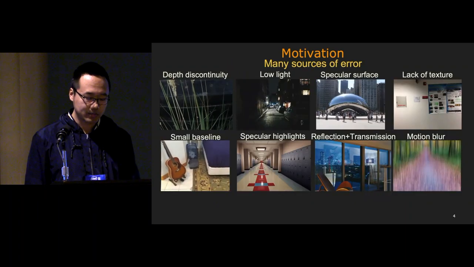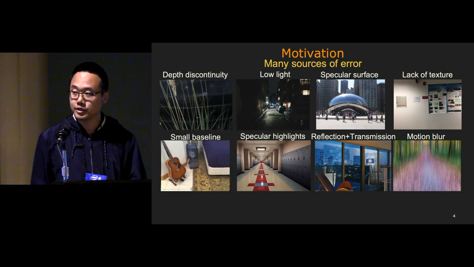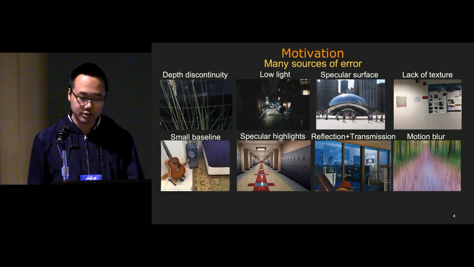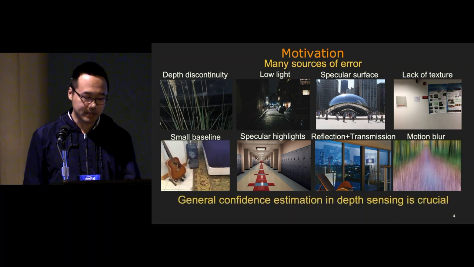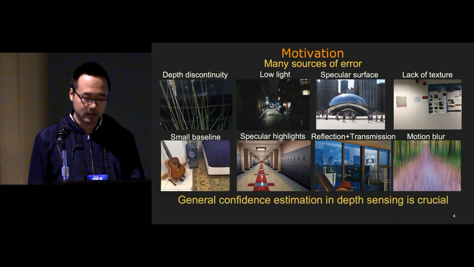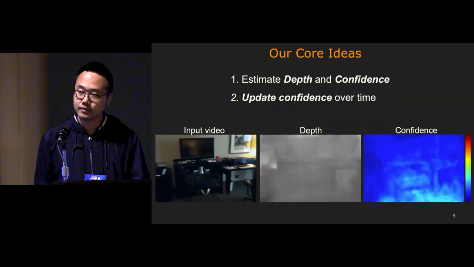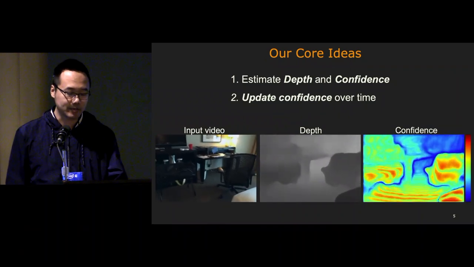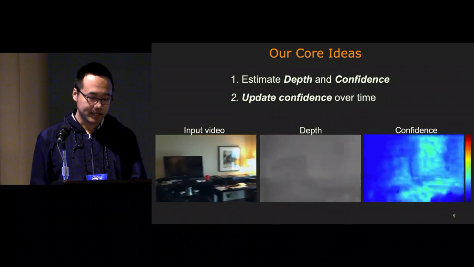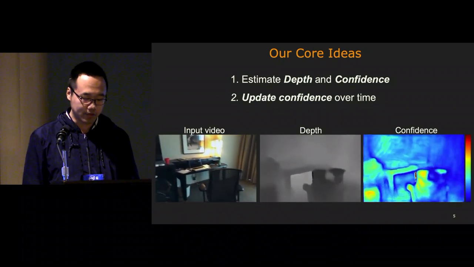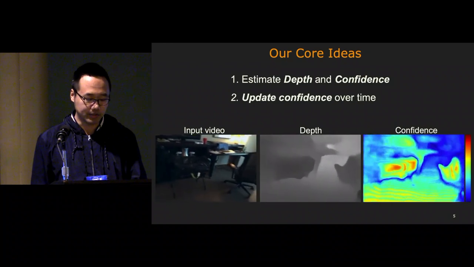However, depth estimation error is inevitable and can come from a lot of sources, such as occlusions on depth boundaries, low light conditions, and small camera baselines. For applications that are based on depth estimation, it is important to have a general confidence estimation in depth sensing. In our work, we aim to estimate the depth and its corresponding confidence using an RGB video camera. Besides that, we want to accumulate the information over time to update confidence and achieve temporal consistency on depth estimations.